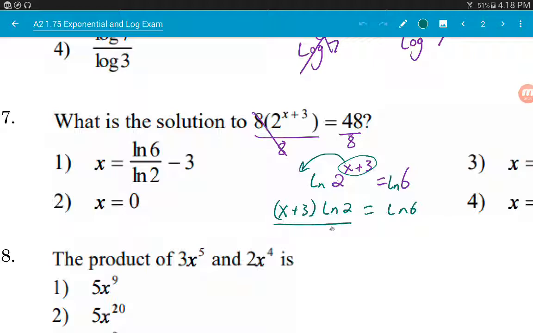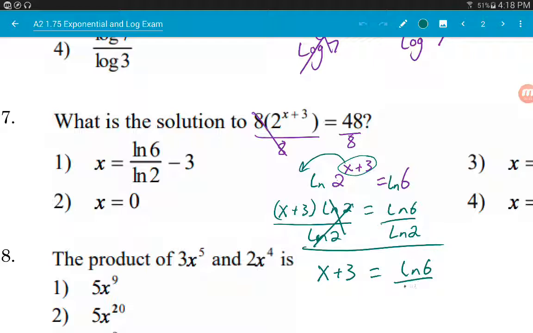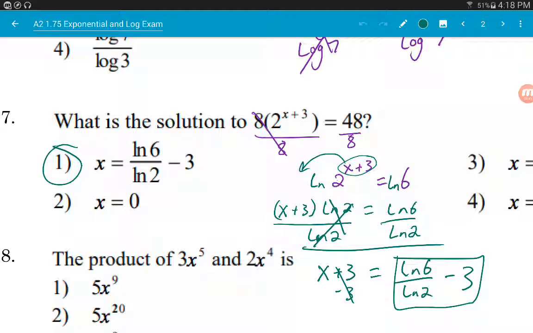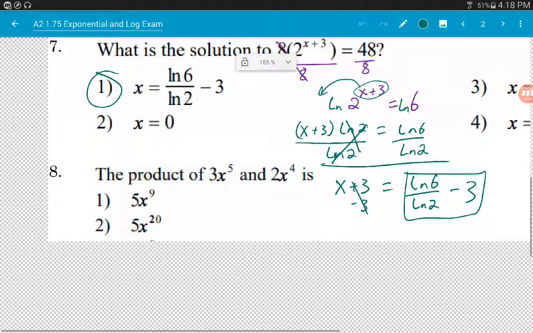Get the x by itself, so I'll divide by ln of 2 on both sides. I get that x plus 3 is equal to ln of 6 over ln of 2, and then minus 3 to get the x by itself, giving us this, which is choice 1. So that's what x is equal to.